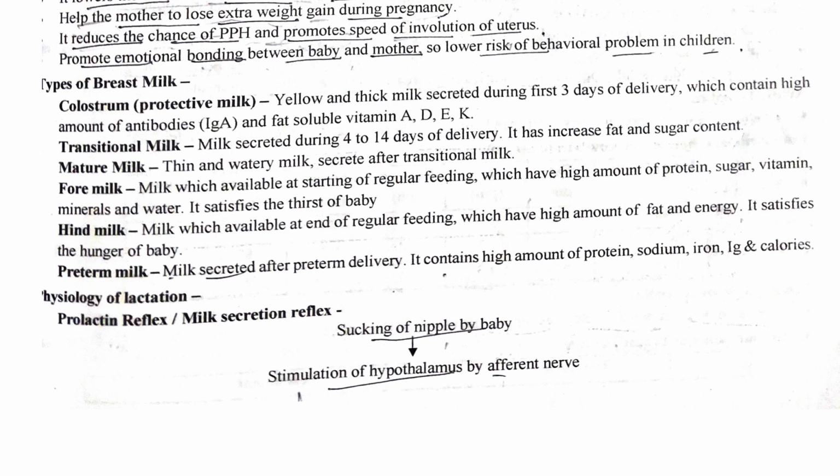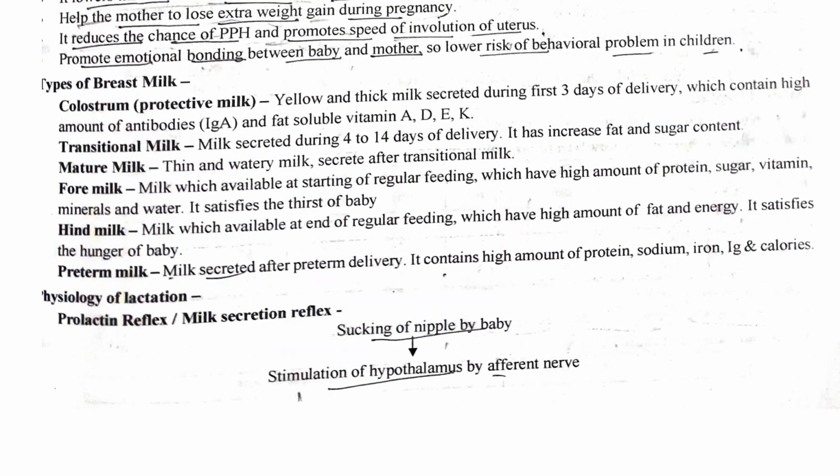Foremilk is available at the start of a regular feeding, and has a high amount of protein, sugar, vitamins, minerals, and water. It satisfies the thirst of the baby. Hind milk is available at the end of a regular feeding, and has a high amount of fat and energy. It satisfies the hunger of the baby. Preterm milk is secreted after preterm delivery. It contains a high amount of protein, sodium, iron, immunoglobulin, and calories.